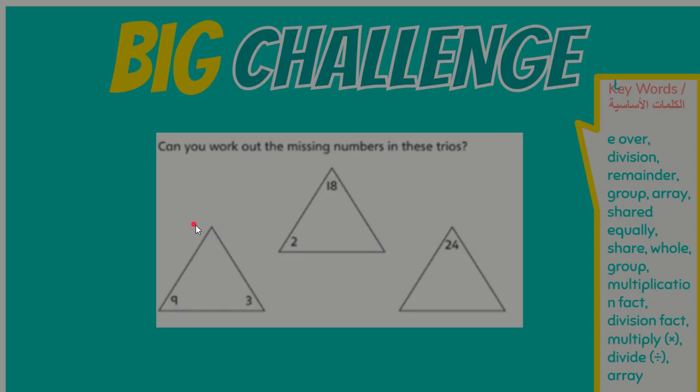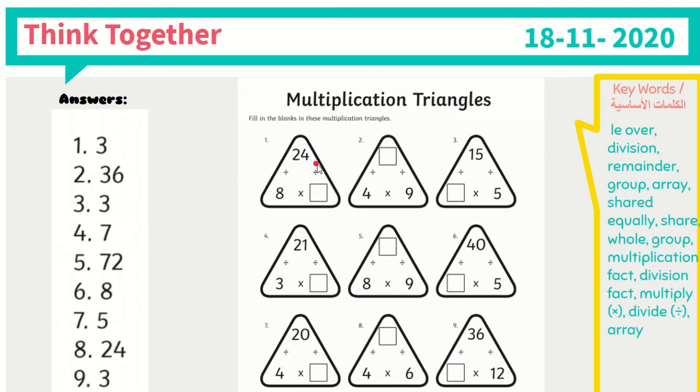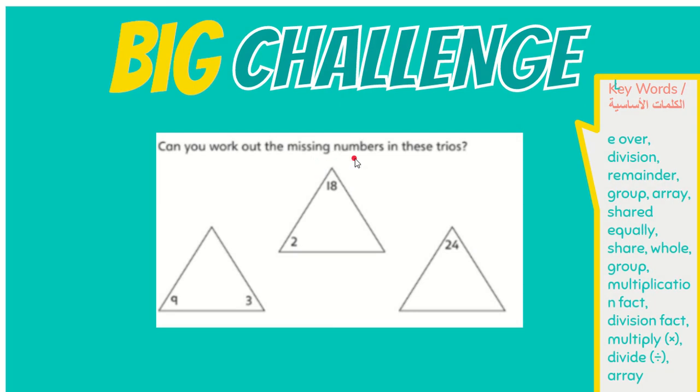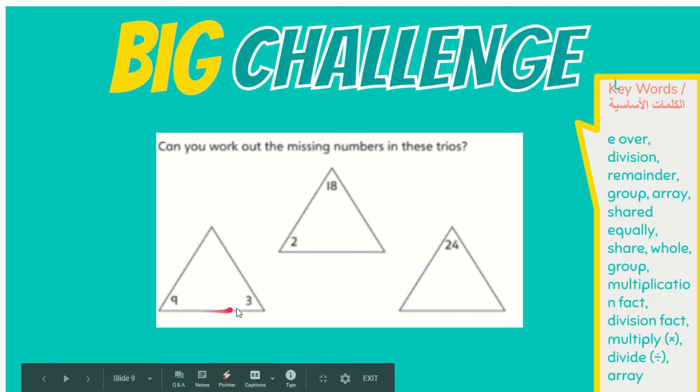Great. Now, if you have done this correctly and confidently, you can move to the challenge task. Now, can you work out the missing numbers in these trios or triangles? 18, 2, find the missing number. 3, 9, find the missing number. 24, create your own numbers here.